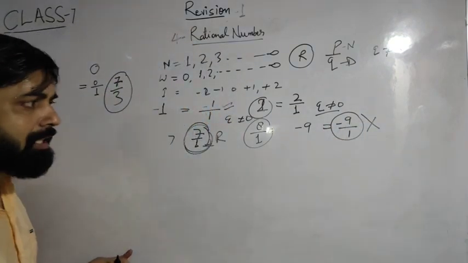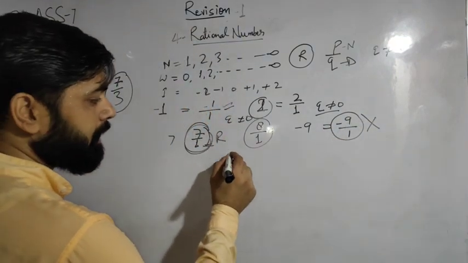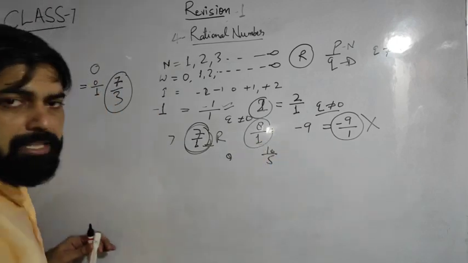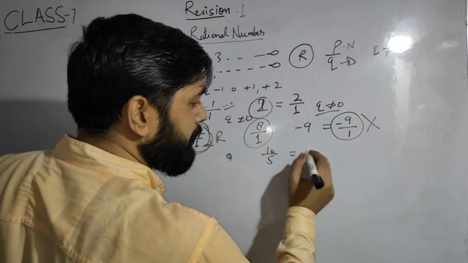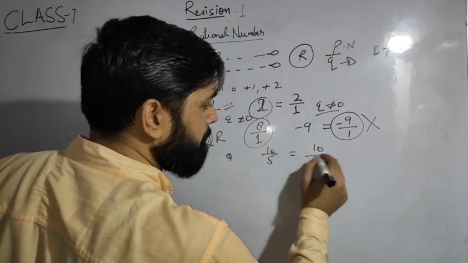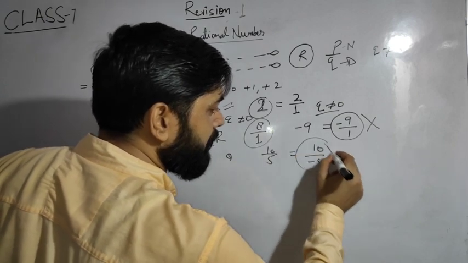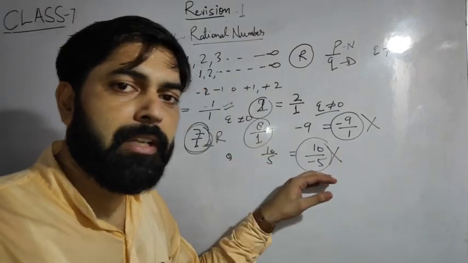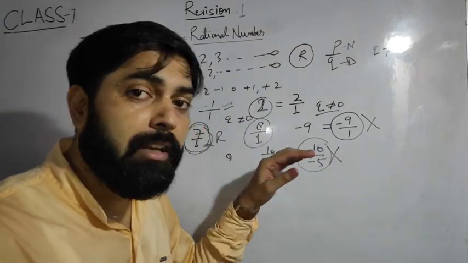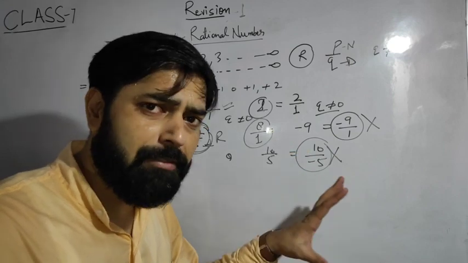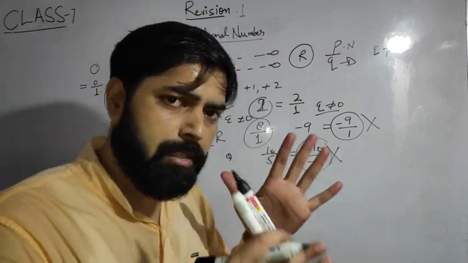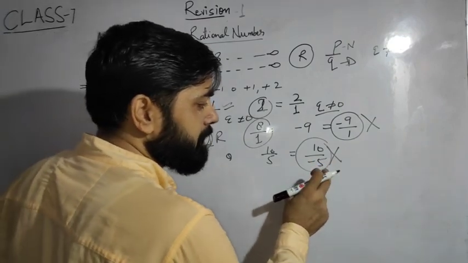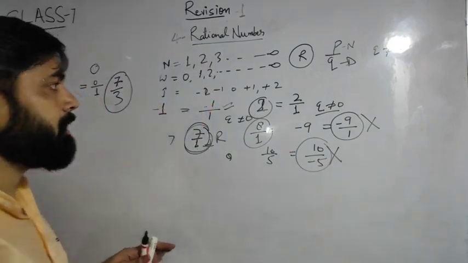This cannot be an integer. Same as in a fraction, 10 upon 5 is a rational number. But if the question is written as 10 upon minus 5, this is not a fraction, because of the fraction rule: the denominator can always be written only in positive form. So this is a fraction, this is not a fraction, but this is a rational number.